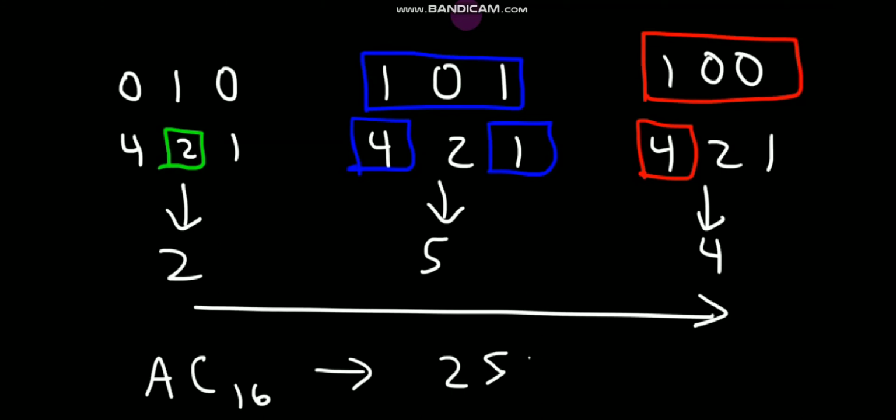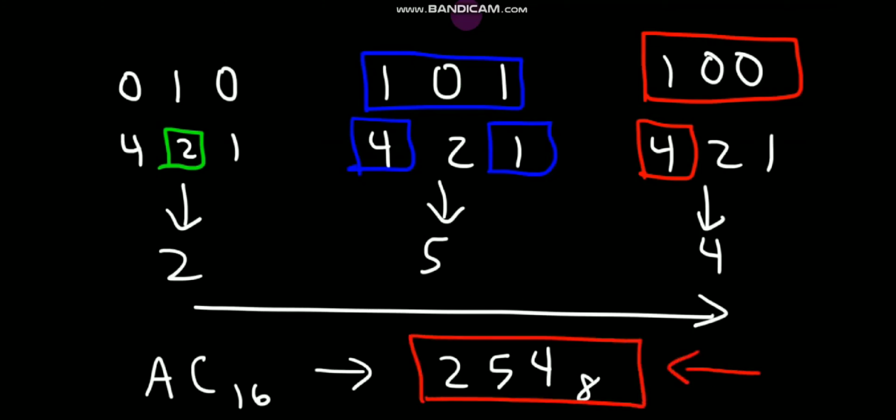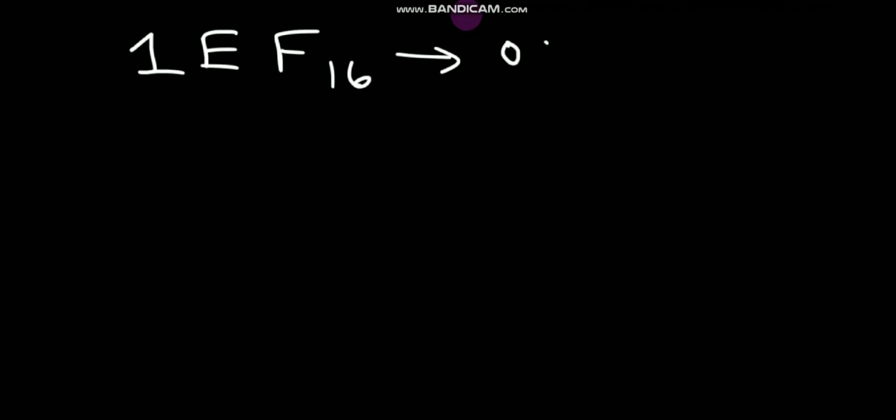AC16 is equivalent to 2, 5 and 4 with base 8. So this is the method by which we will convert the hexadecimal number into the octal number system. Now with the help of this second example, this will be more clear to you. 1EF16 with base 16 to octal. So again we will evaluate every digit of the hexadecimal number in the binary system first.